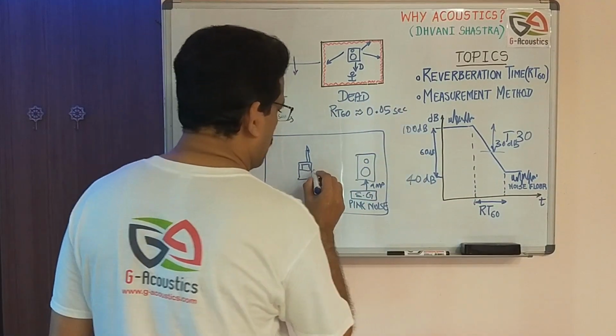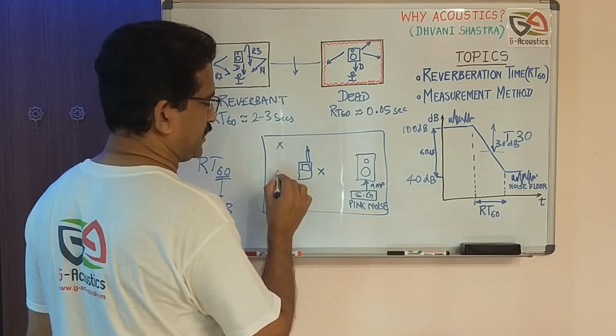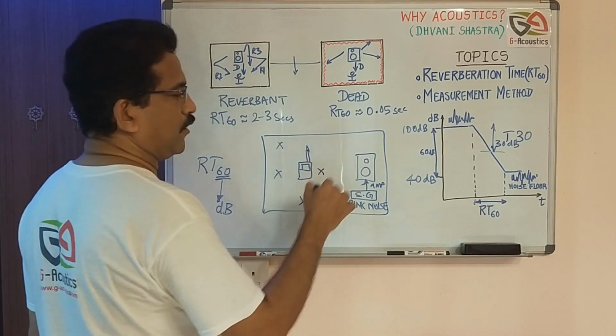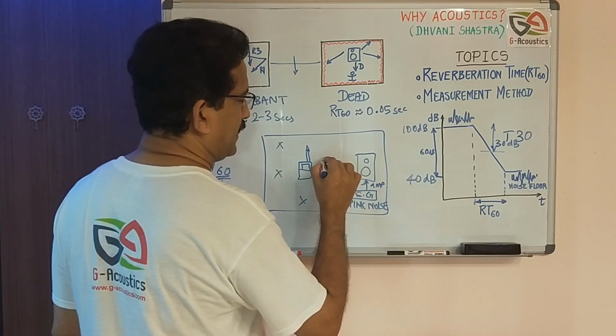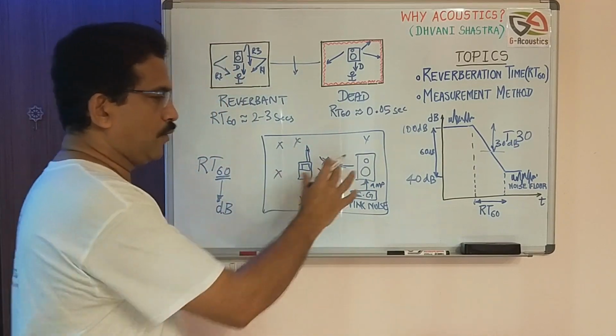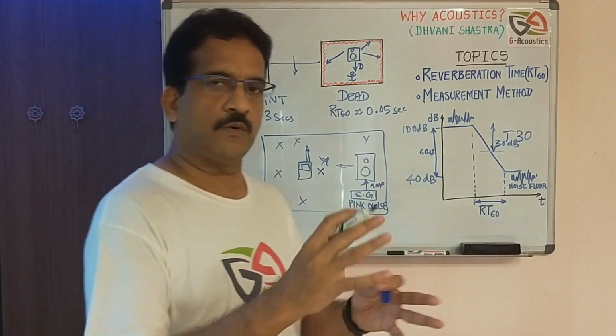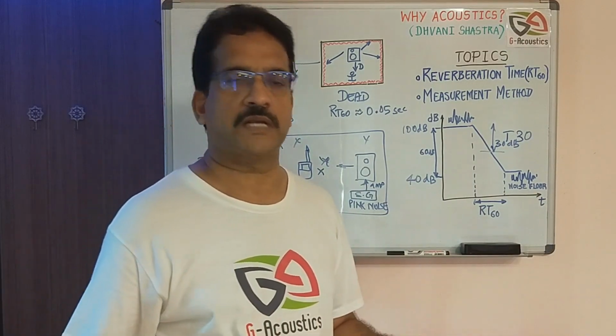This particular location is varied. One measurement is taken here, one here, one here. And not only that, even the source of sound is placed at this place, this place, this place, like that. So both these positions are varied inside the room, and different sets of measurements are taken.